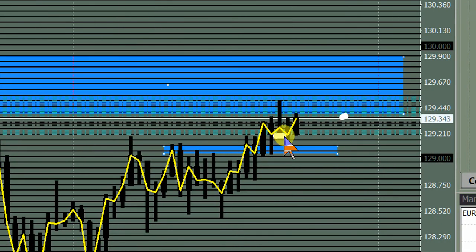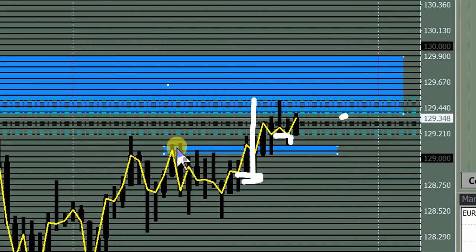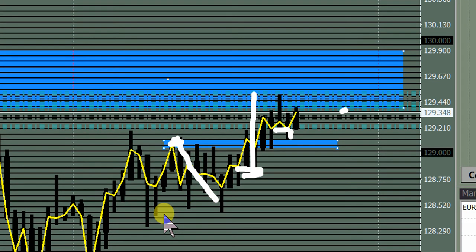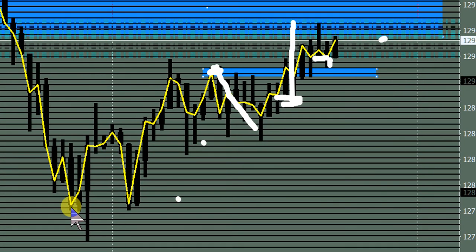So right here was a 10 pip window. You can count on the fives very easily, right? Here is a 10 pip stop to make how many pips? How many pips should be the name of the video. You've got a sell limit here and your exits down here. You just trade wick to wick. It has nothing to do with trend trading.